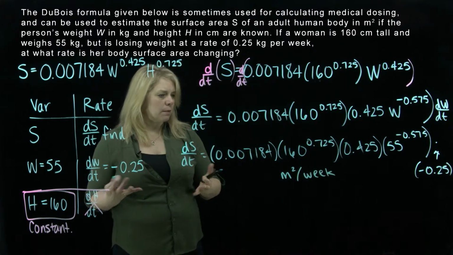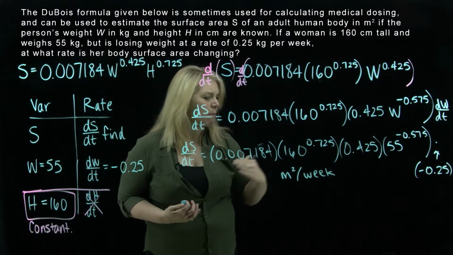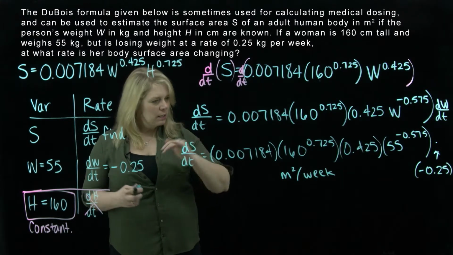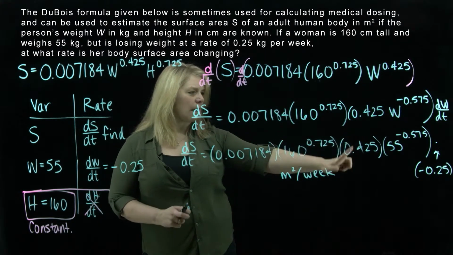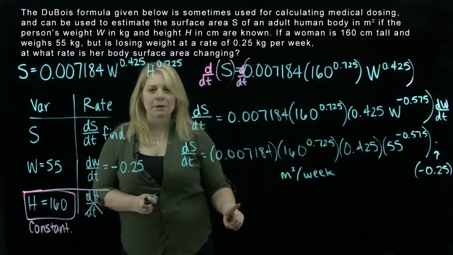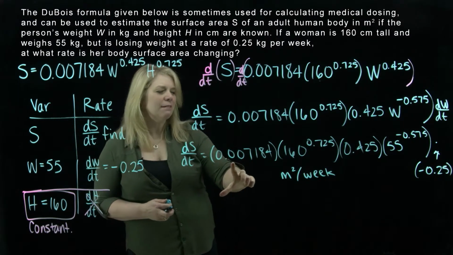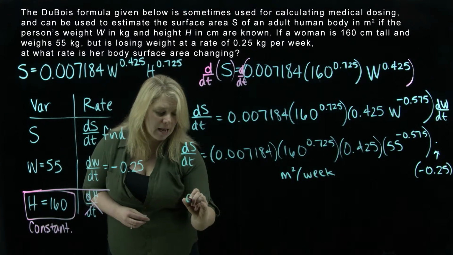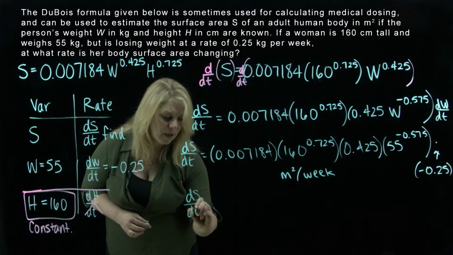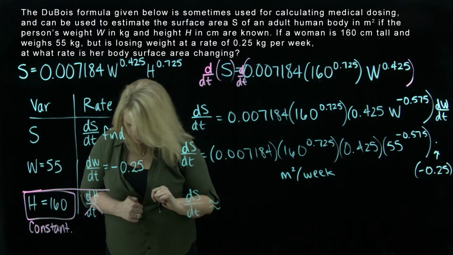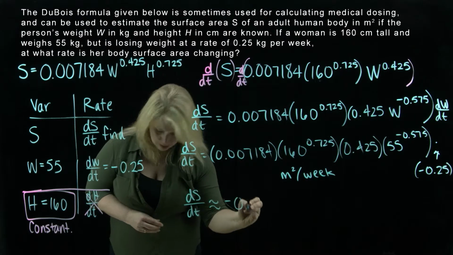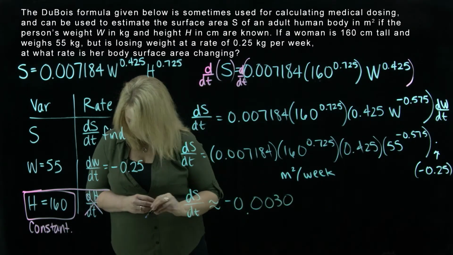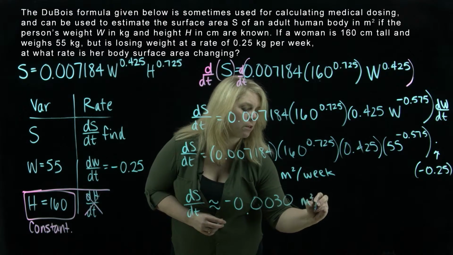So if you talk about somebody's surface area changing in this number of square meters per week, maybe this is one where you want a decimal approximation. So you get out your calculator. You type all this in very carefully. I typed it in twice, just to make sure I got all my zeros and decimals and negatives in the right place. So when I did that, I got an approximate value. So I'm going to show approximately equal to negative 0.0030, rounded to 4 decimal places there, square meters per week.